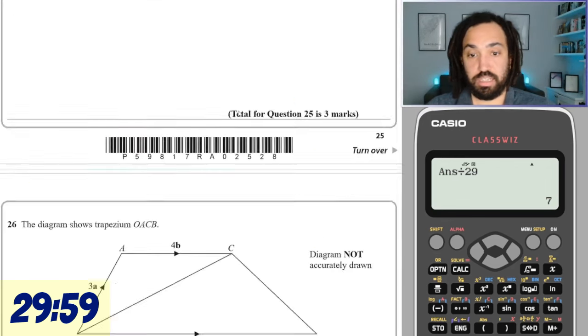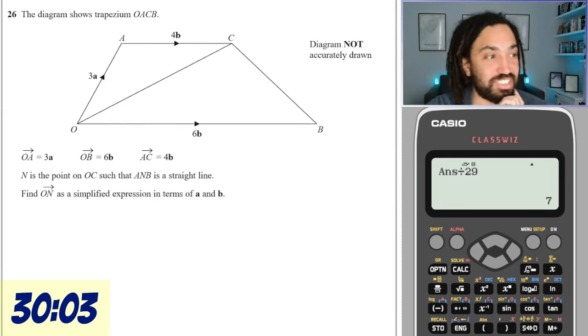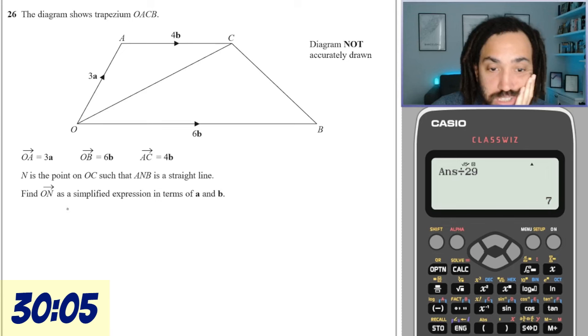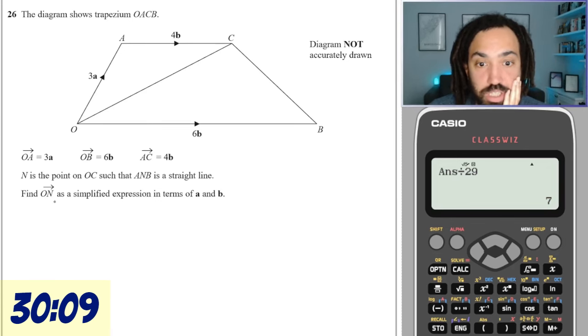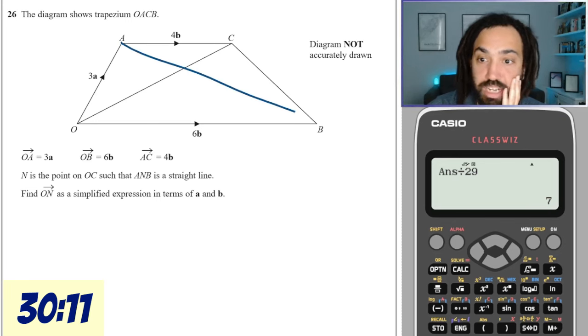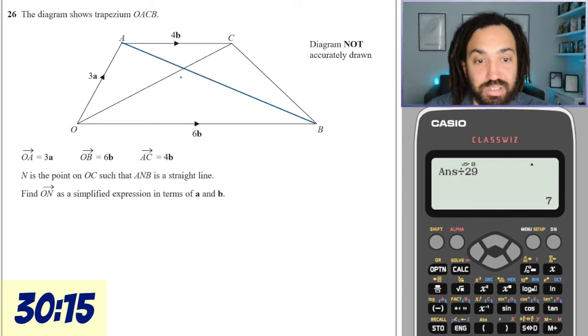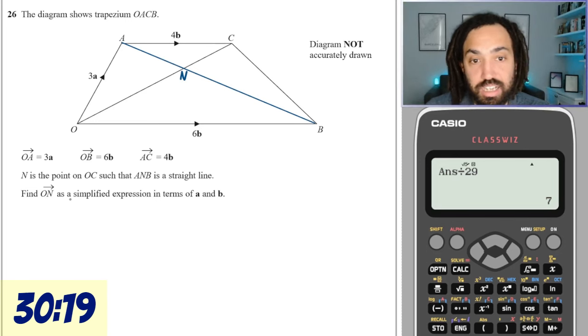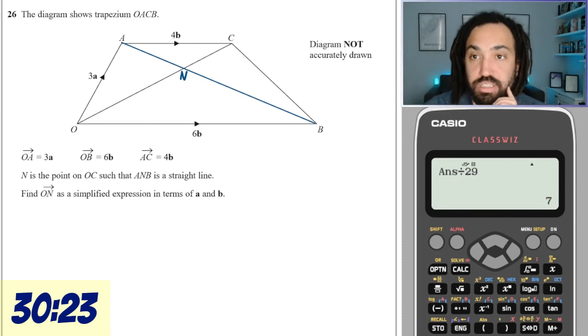Gosh, okay. Right. No! Vectors! Oh, I was doing so well. The worst. Okay. Oh, golly gosh. A and B is a straight line, right? Oh, we've got to do equating coefficients as well. Oh, no. Right, N is there. Oh, no. Okay, right. No, we can do this.